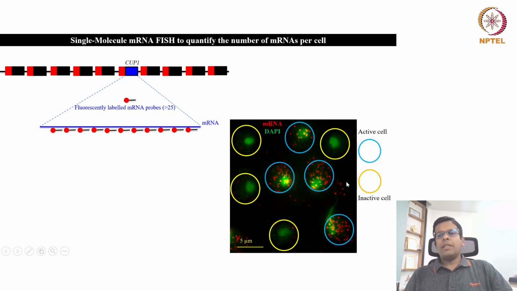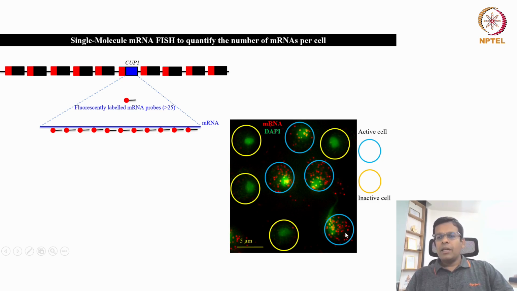In this image you can see yeast cells, and the nuclei are stained by DAPI and shown in green, whereas the red colored dots that you are seeing are the individual molecules of mRNA. Each dot contains more than 25 probes bound to the same molecule of mRNA. So each spot represents one mRNA molecule, and we can see it because of the presence of more than 25 probes bound to this mRNA.